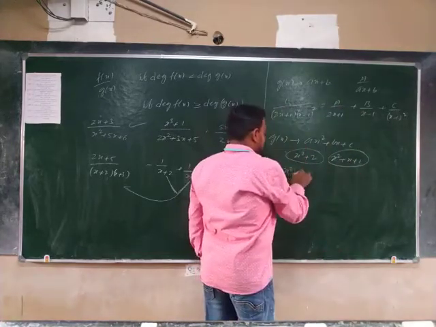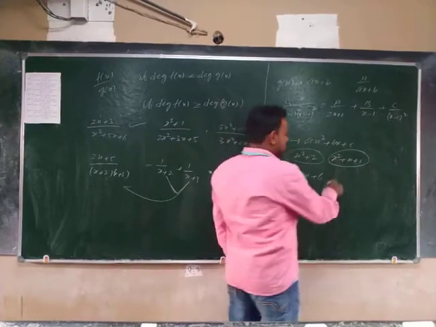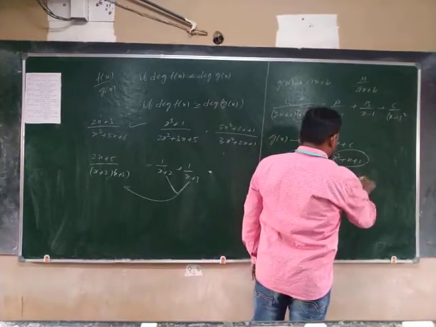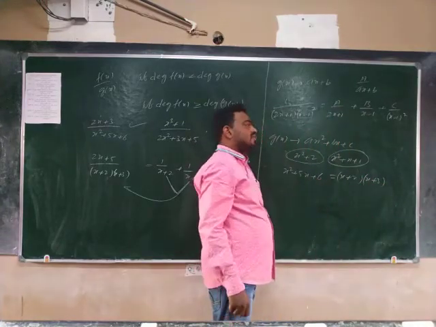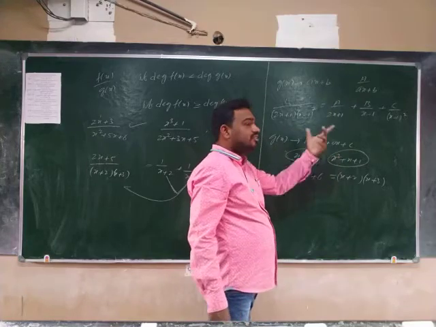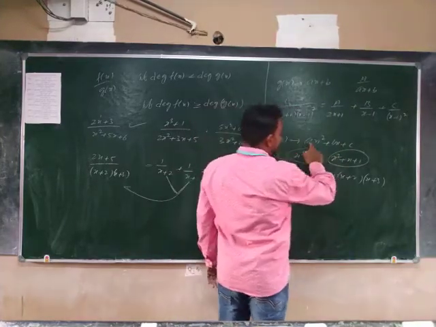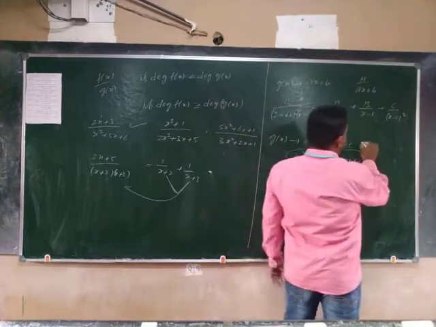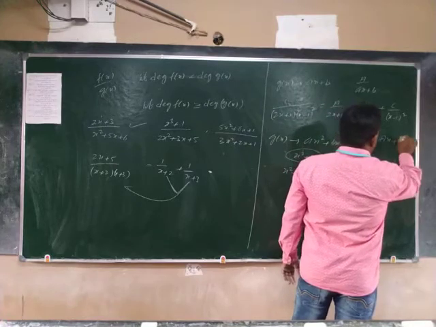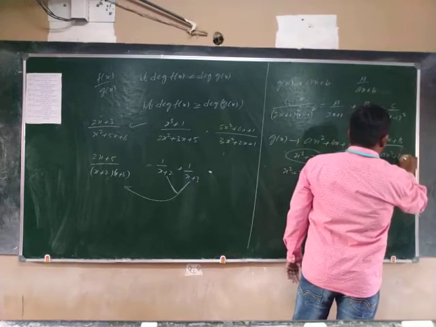Next, x square plus 5x plus 6 is a reducible factor, because we can write this as x plus 2 into x plus 3. So this is the reducible factor, and these others are irreducible factors. So see, if g of x has an irreducible factor in the form of ax square plus bx plus c, the partial fraction is in the form of ax plus b by ax square plus bx plus c.